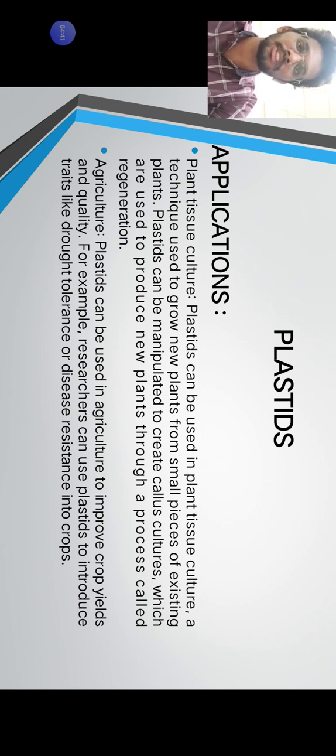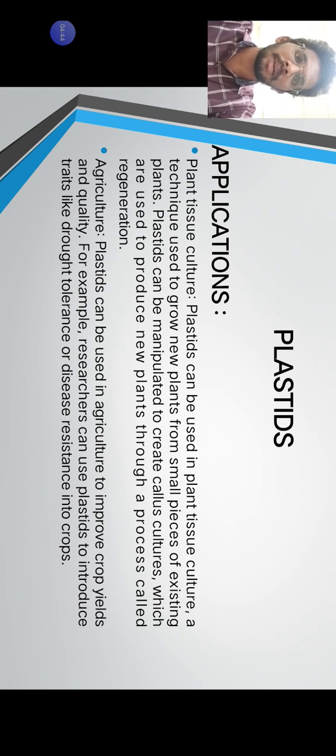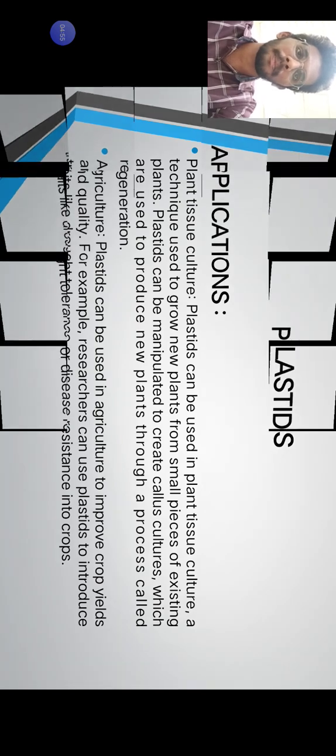Agriculture. Plastids can be used in agriculture to improve crop yields and quality. For example, researchers can use plastids to introduce traits like drought tolerance and disease resistance into crops.